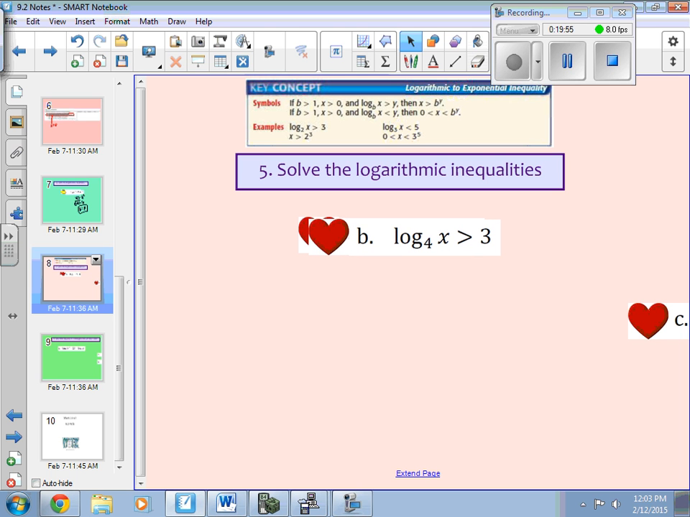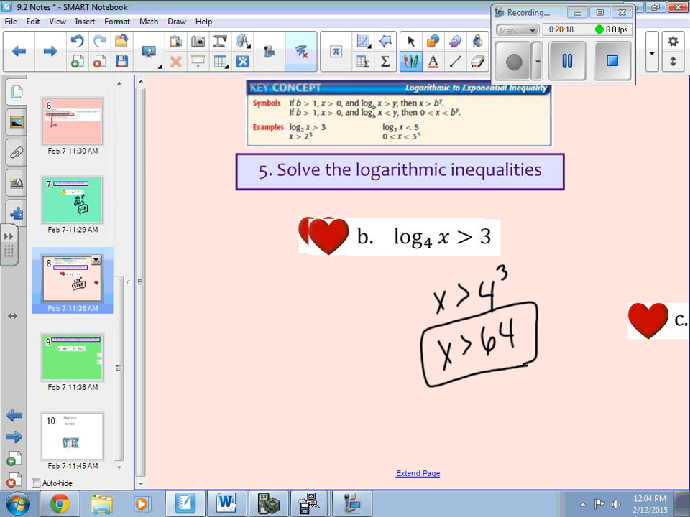Let's try another one. B. This one wants to know what is this one. So can't type this one in our calculator, change it to exponential form, keep the symbol the same. Base of our log becomes the base of our power, 3 becomes the exponent. If you type in 4 to the third power in your calculator, you get 64. So x has to be greater than 64. If x has to be greater than 64, it's always positive. We don't need to add anything about being bigger than 0 because this will automatically stay bigger than 0.